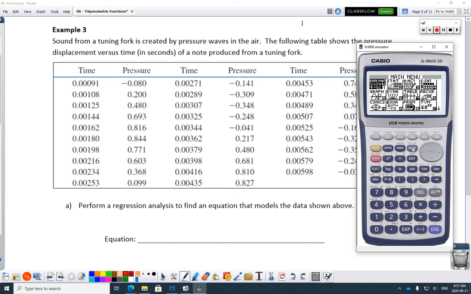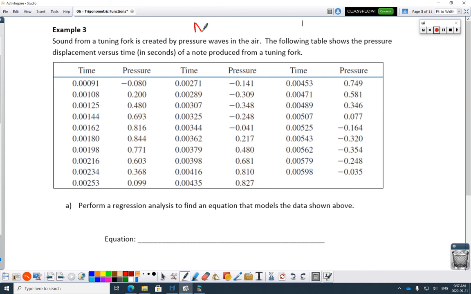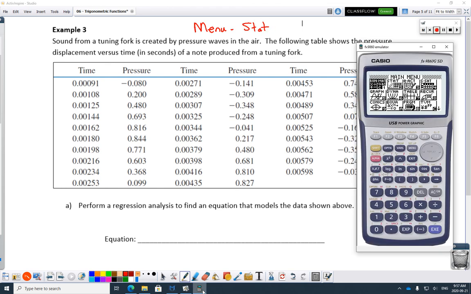Go to Menu, and you want 2 for Stat. So let me just write that up here. Menu, Stat. That's where we've got to start. There's not a whole lot to memorize after that. Once you get into there, things are pretty straightforward.